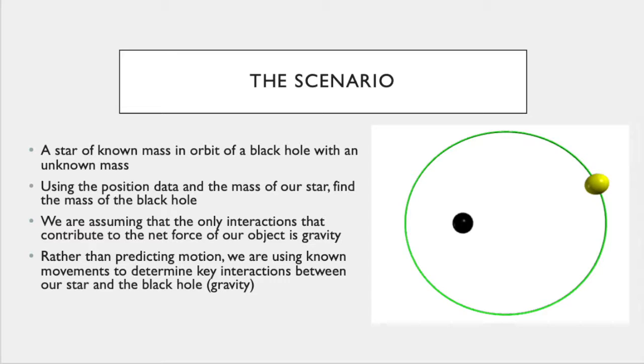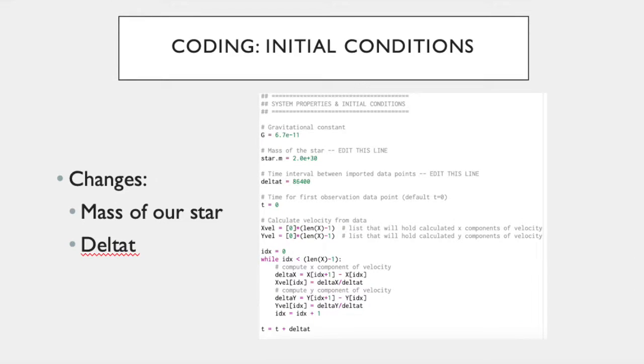Rather than predicting motion like in the previous lab, we are using known movements to determine key factors that determine how these objects interact. Within the initial conditions of our code, we had to make a few changes. First, we need to update the mass of our star with its known mass of 2 × 10⁻³ kilograms. Then, we need to update our time jump, or delta t. Because we are told our data is given to us in intervals of a single Earth day, we need to convert 1 day into seconds, which gives us 86,400 seconds.